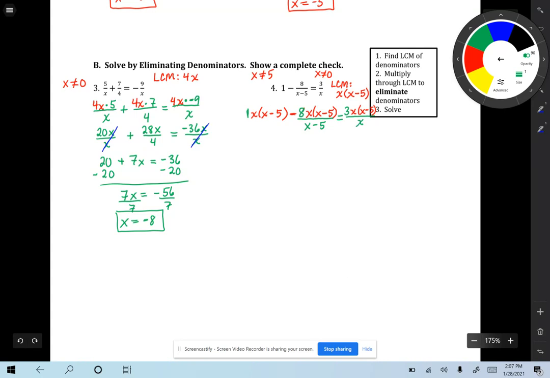At this point, if you've multiplied all your tops by the least common multiple, your denominators will cancel. The first fraction is x times x minus 5, which is x squared minus 5x. Take a look at this. The x minus 5 in the numerator cancels the x minus 5 in the denominator, and you're left with minus 8x. On the right side, this x cancels out that x, and you're left with 3 times x minus 5, which is 3x minus 15.